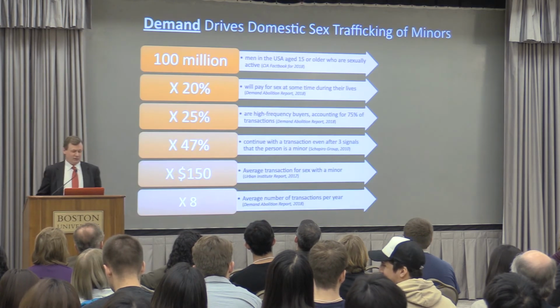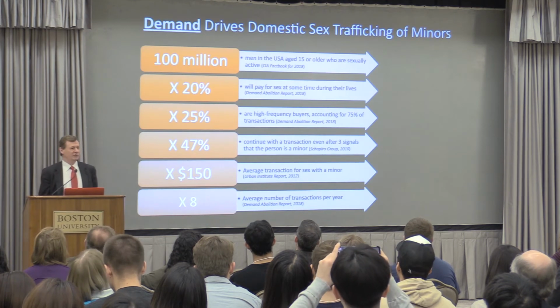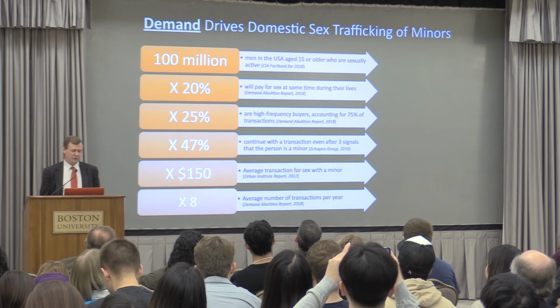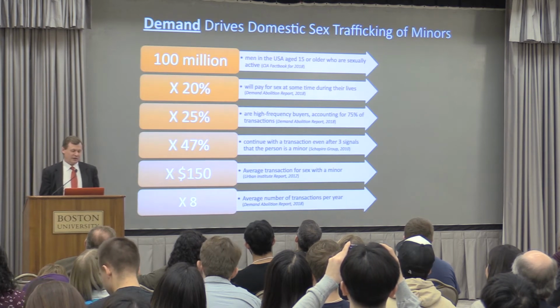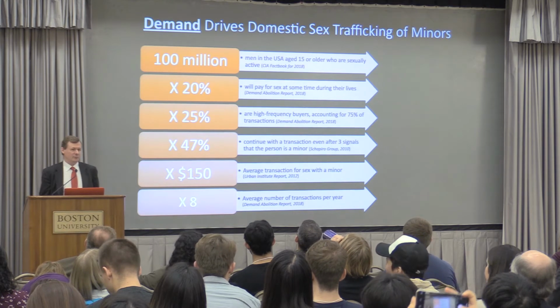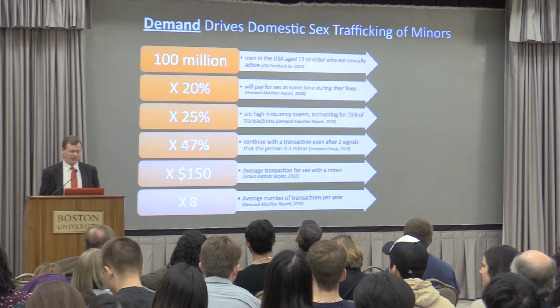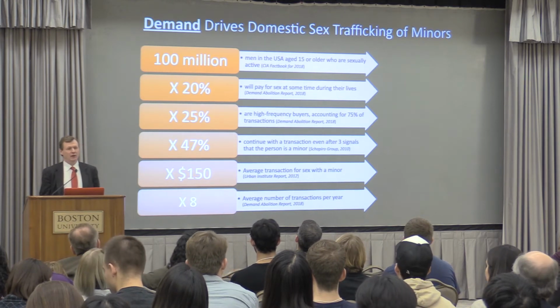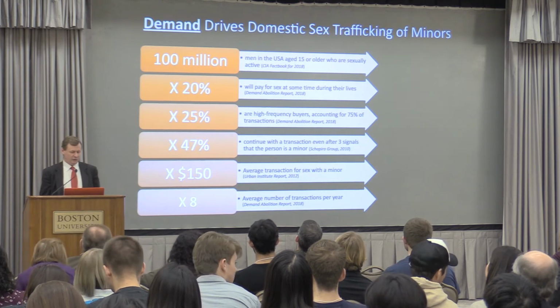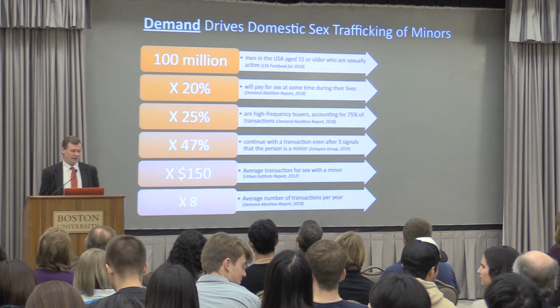that can be measured in the following way. This is just in the United States. Do the math with me. There's about 100 million men who are sexually active in the United States. About 20% of them are going to pay for sex at some point in their lives. A quarter of them are high-frequency buyers, accounting for about 75% of the market.